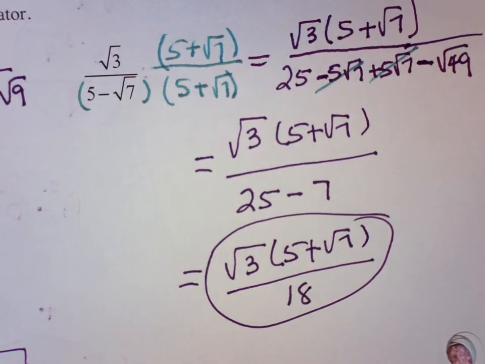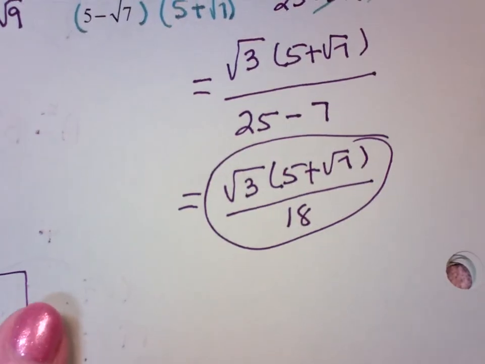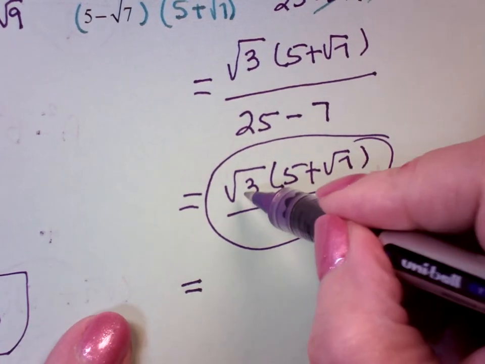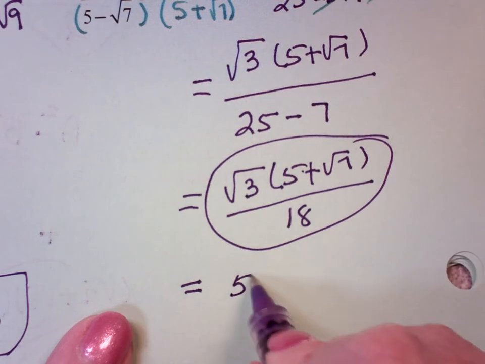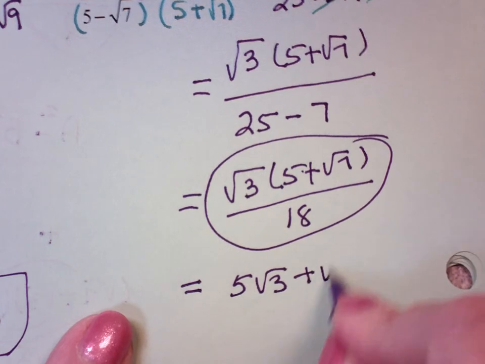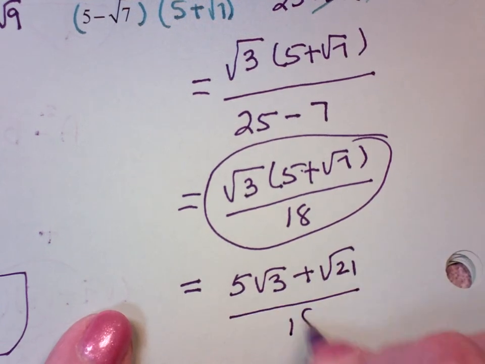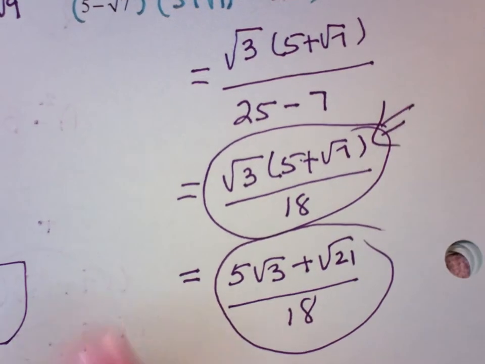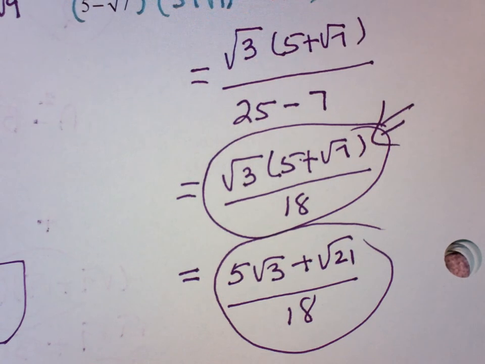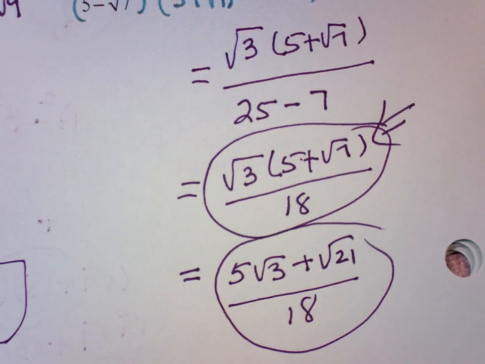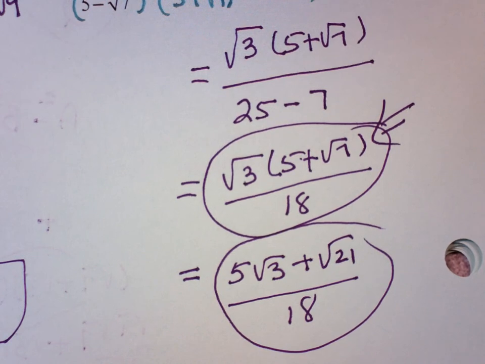Perfectly good answer. Now, if you want to multiply that radical through, you can. It is using the distributive property. Square root of 3 times 5 is 5 square roots of 3, plus square root of 3 times the square root of 7, square root of 21. But I'll tell you what, I quit while I was ahead. The chances are that you're going to make a mistake going from here to here, because you're multiplying through by a radical. So either answer is fine, depends upon what you're going to do with it.